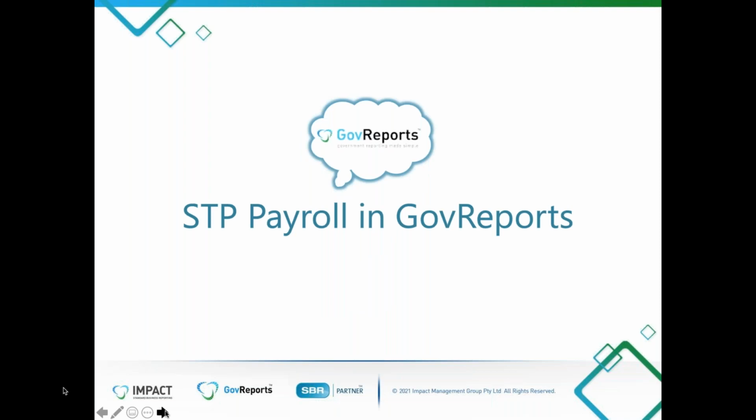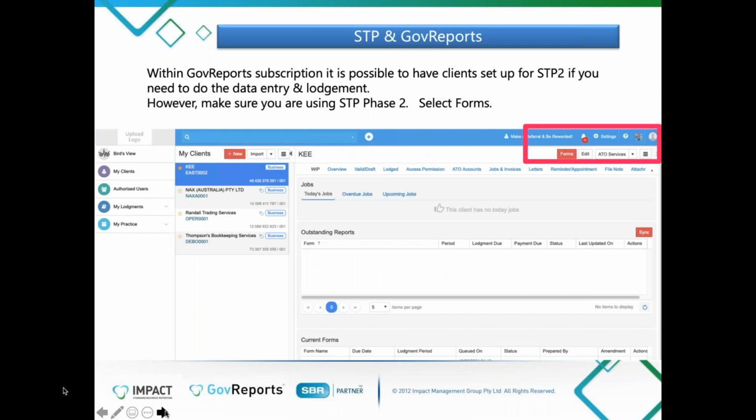So now I want to have a look at GovReports. This is part of your subscription, and it's very easy for you to access because it's already in your choice of when you look at the forms. So it's your normal, when you select forms like you do in anything else, it comes up.